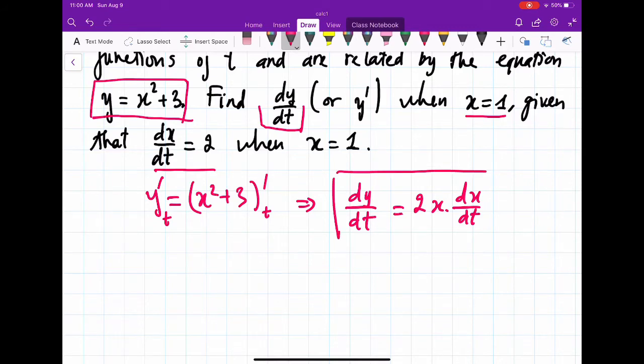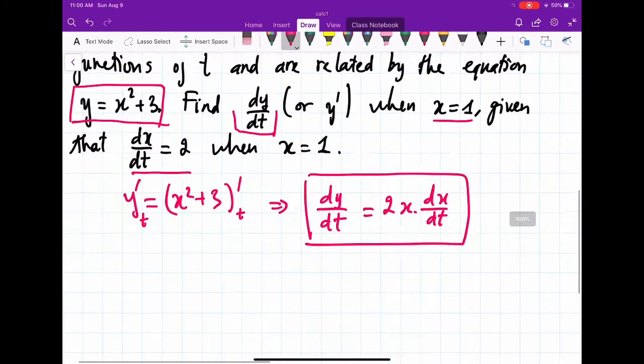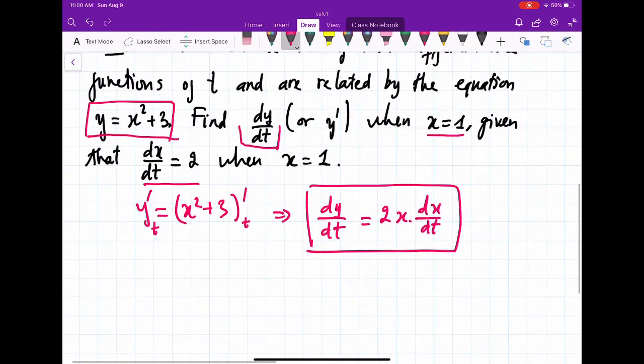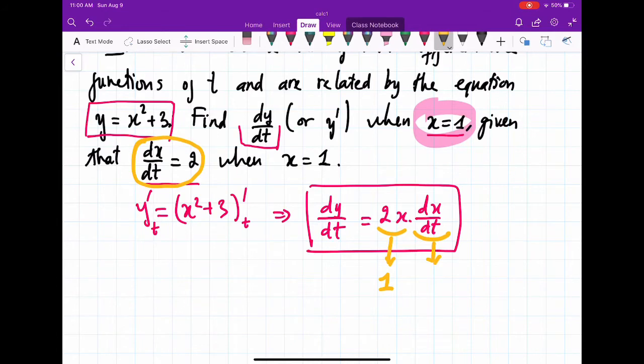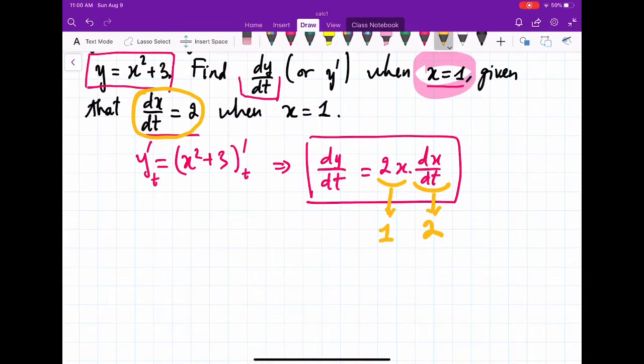And I can use this, right? Because they ask us to find the rate of change of y in t when x equals 1. You see, x equals 1. So I have x already, x equals 1. And then I have the rate of change of x with respect to t, right? At that time, when x equals 1, I have this 2. From here I just plug everything into this to find dy with respect to dt is 2 times 1 times 2, which is 4. You see, it's pretty interesting and pretty easy, right?